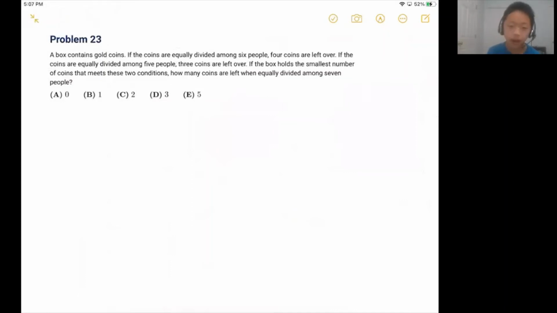So basically in this question, we have a box that contains gold coins, and we know that if the coins are equally divided among 6 people, 4 coins are left over. If the coins are equally divided among 5 people, 3 coins are left over. And if the box holds the smallest number of coins that meets those 2 conditions, we want to know how many coins are left when equally divided among 7 people. So this is a very classic modular arithmetic question.